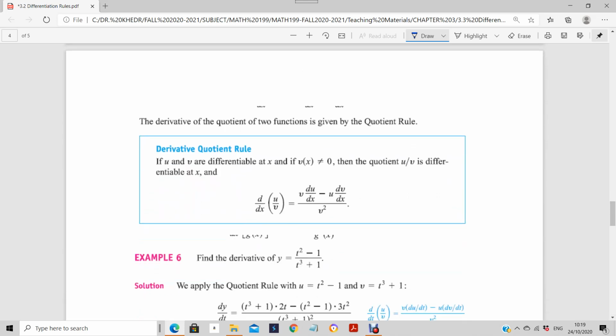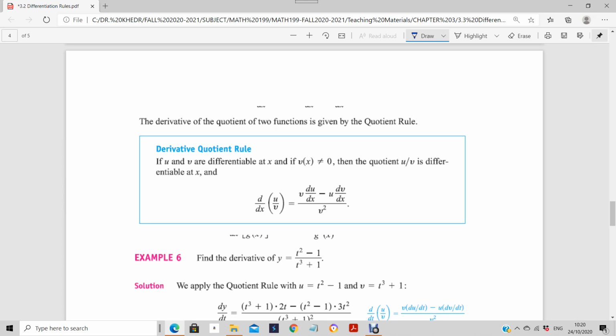Now the next rule is the derivative quotient rule. If we have u and v as differentiable functions at x, and if the function v of x is not equivalent to 0, then the quotient u by v is differentiable at x, and its derivative is given by this formula. So the derivative of u by v is equivalent to, you have to be careful here and you have to remember this formula.